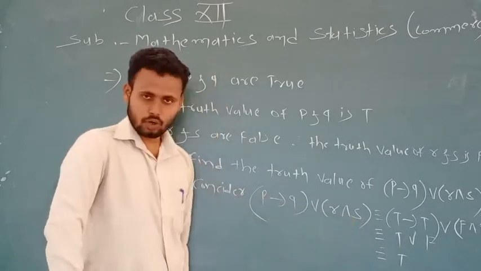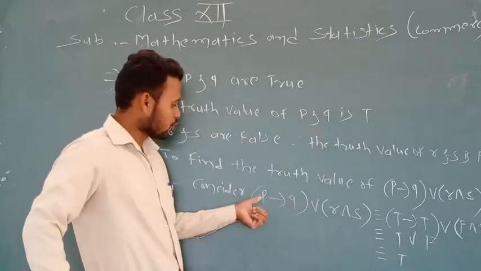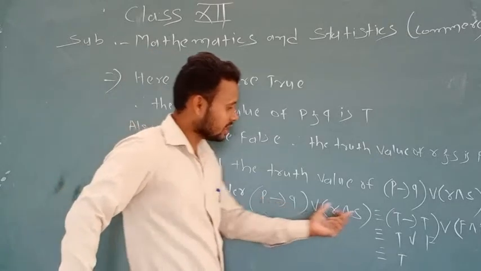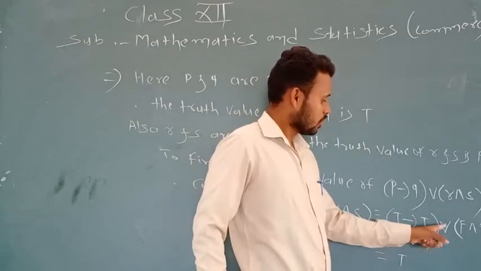Now, which is equivalent to or equal to, here we know that the truth value of P and Q is T. Therefore, we write here T implies T joined with.